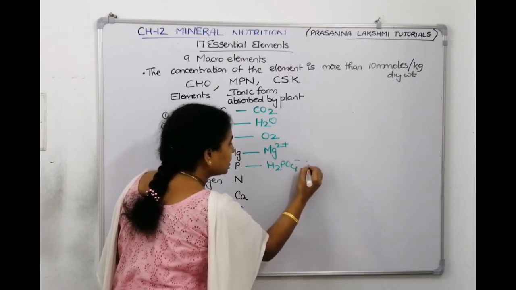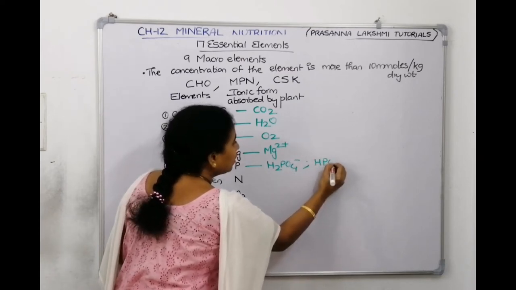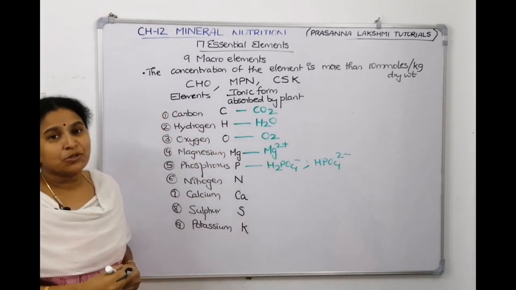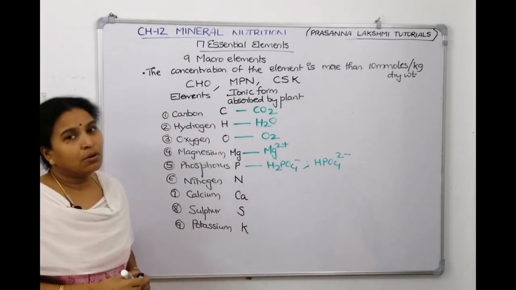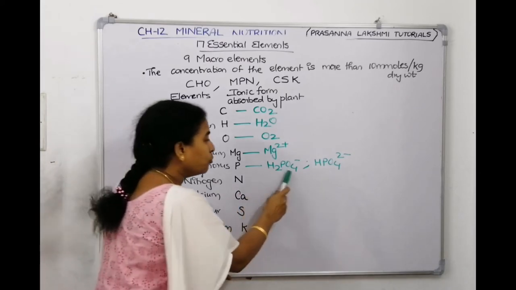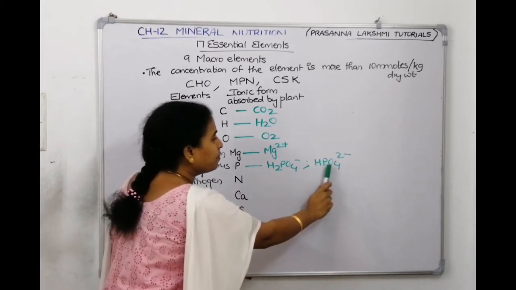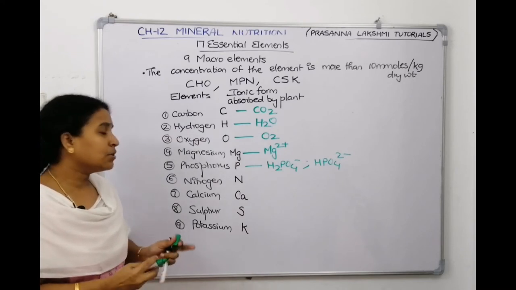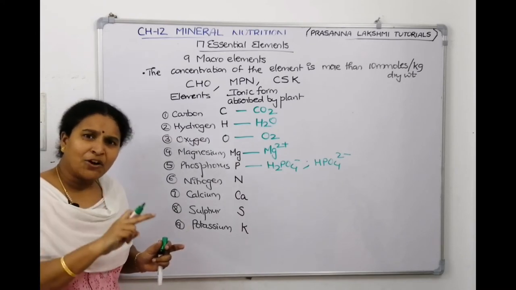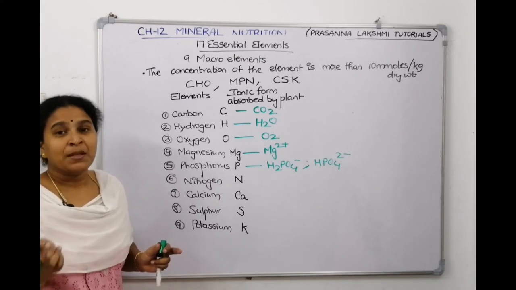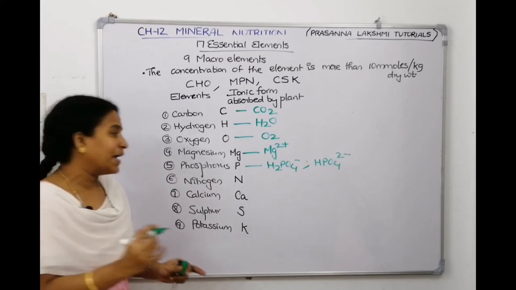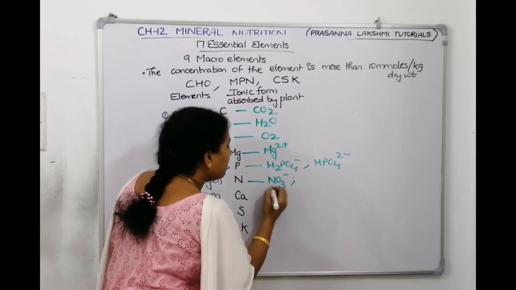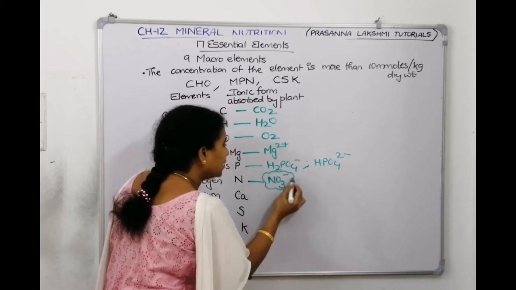H2PO4 minus or HPO4 2 minus. Plants absorb phosphorus as 2 anions, either H2PO4 minus or HPO4 2 minus. In these states, plants absorb it. Nitrogen, plants absorb in cationic form also, anionic form also. But mainly, they absorb it as nitrate, NO3 minus. Mainly, the plant absorbs in this form.